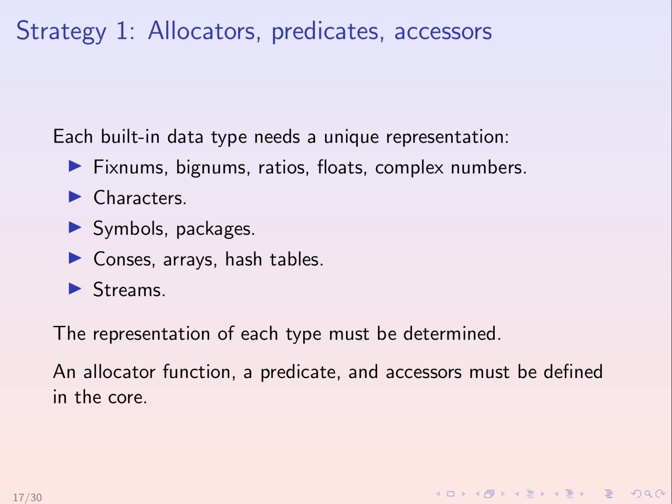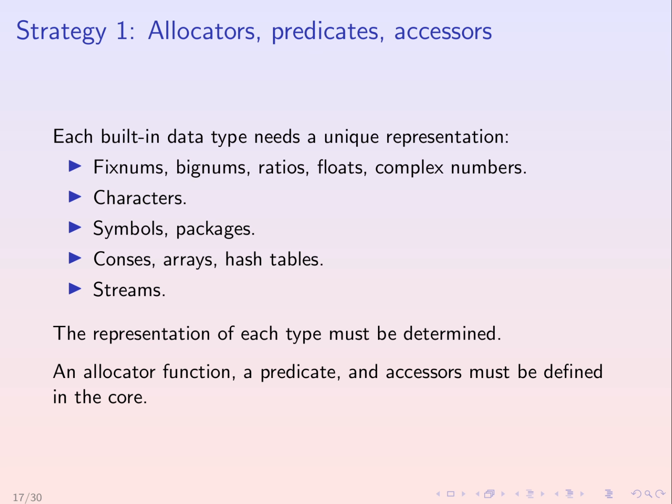Like I said, we need allocators, predicates, and accessors for all the built-in data types. So here is a partial list of the built-in data types. And for each one, we need to determine how it is represented. And for the types that are allocated on the heap, we need to define an allocator, like make-symbol, or how to create a complex number, or make-package, or cons, and other functions that allocate instances of these built-in data types.